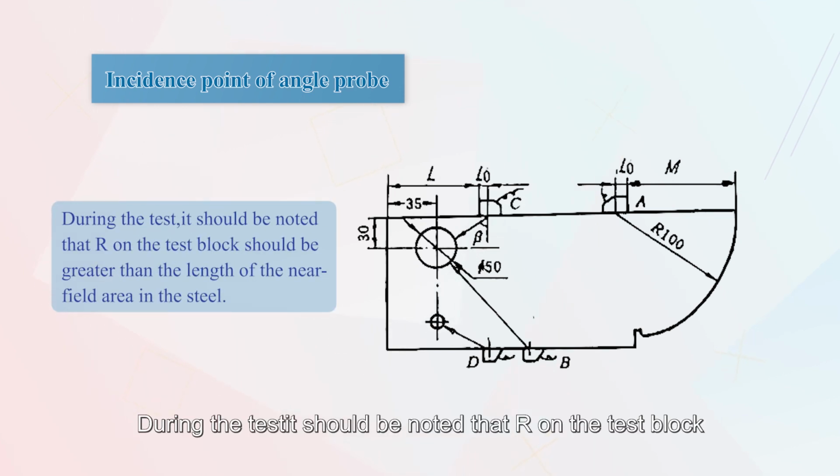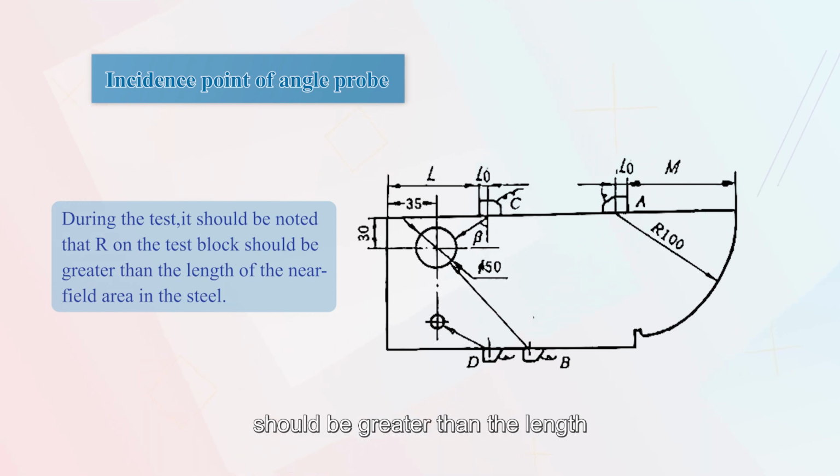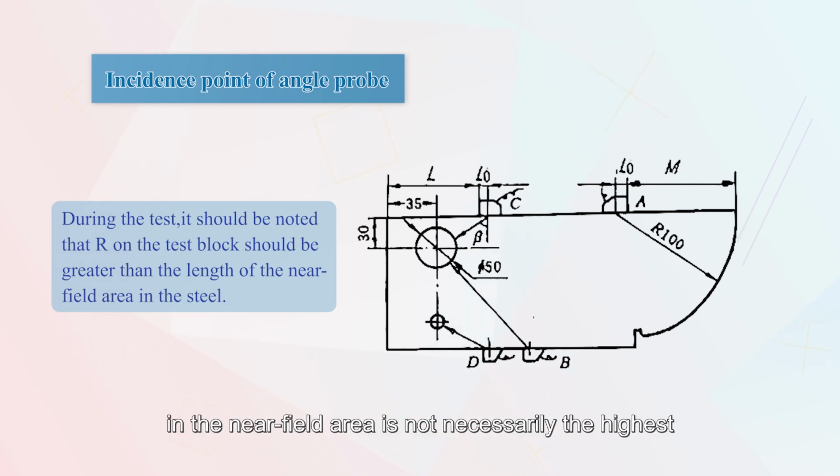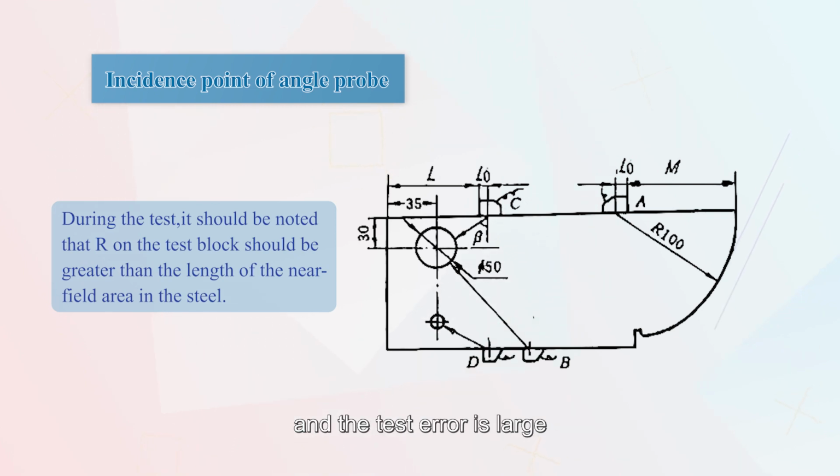During the test, it should be noted that R on the test block should be greater than the length of the near field area of the probe, because the sound pressure on the axis in the near field area is not necessarily the highest, and the test error is large.